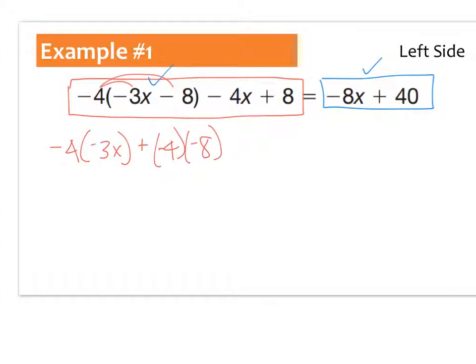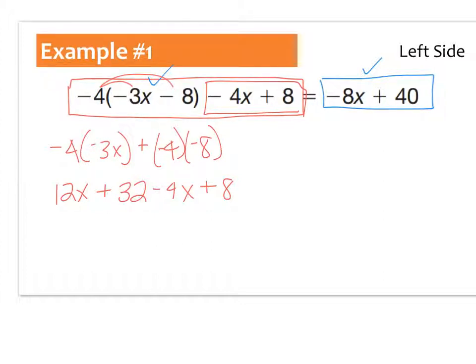So when I simplify that, a negative times a negative is a positive 12x. 4 times 3 is 12, and I bring the x. And then a negative times a negative here is positive, and 4 times 8 is 32. So I got positive 12x plus 32. And then I'm going to bring this down. There's nothing to be distributed there. So I'm going to bring down minus 4x, and I'm going to bring down plus 8, okay?